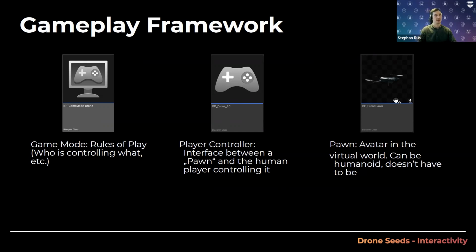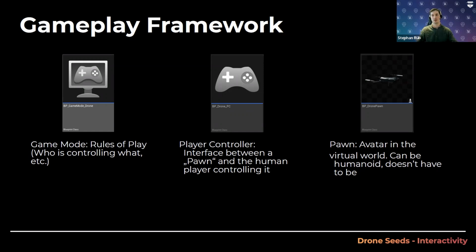The pawn, on the other hand, is the avatar. That's how you can think about it in your virtual world. It can be humanoid, so it can be a character, like Kanaski is, for example, or it can be anything else, like for us, in this case, it is a drone. It can also be a ball, can be anything you want. So those are the three most important aspects of the gameplay framework that we are going to talk about today. And before we move on, let's just set this up in our project.